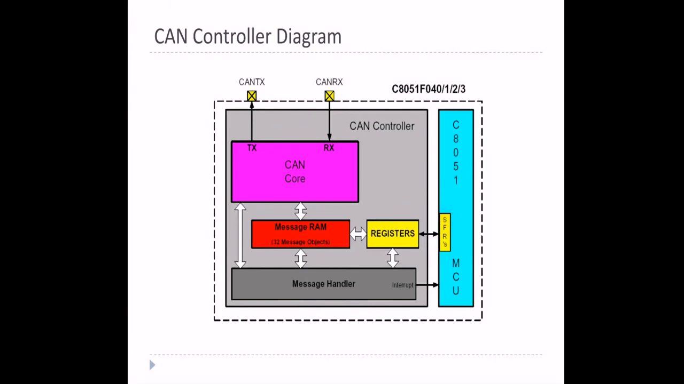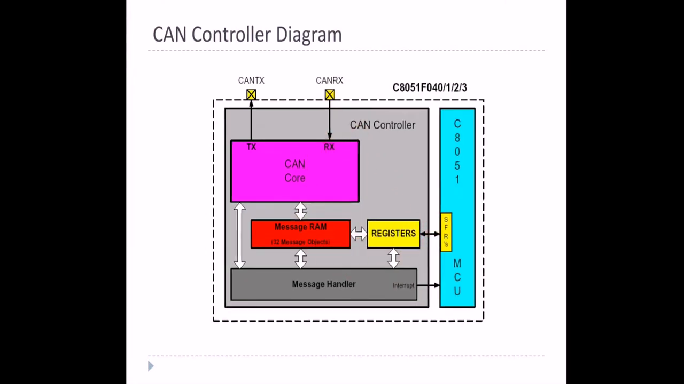Once it has been done, it will be sent to the registers, and in this way the message RAM can send to the CAN core. Then this will be transmitted using the CAN TX. In this same way it happens. But one more thing: it will not only send to this, it will send to this also, because all these controllers and boards are interlinked, so one piece of data has to be transmitted to all other mediums.